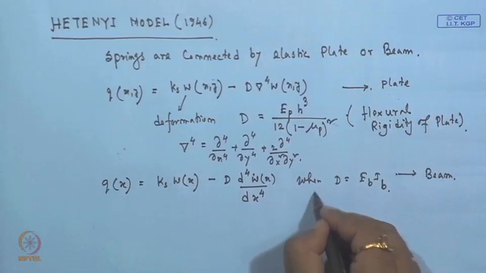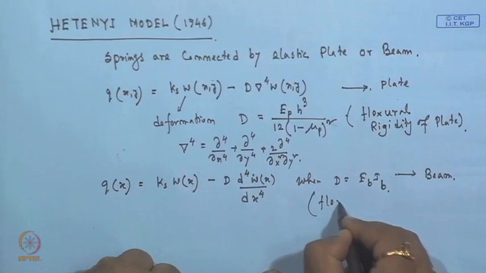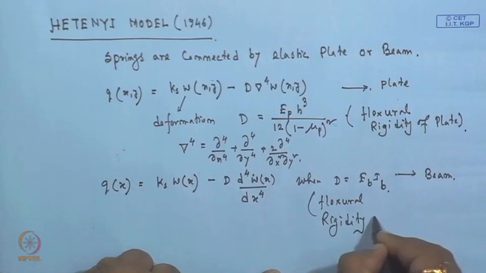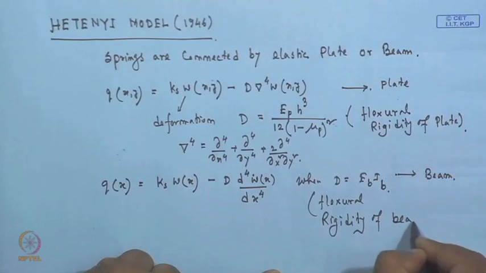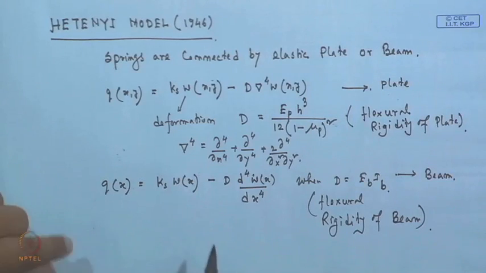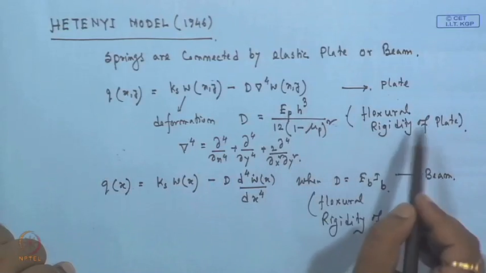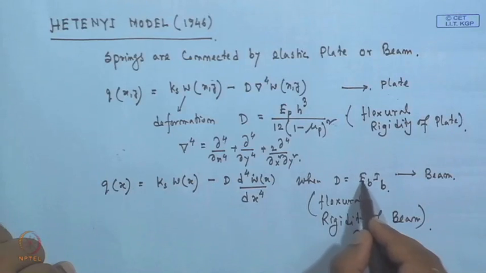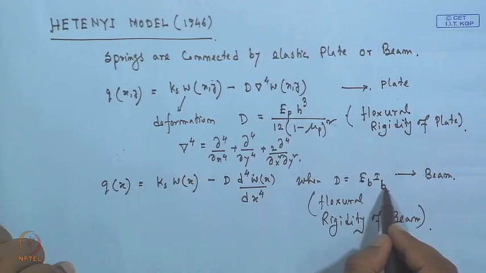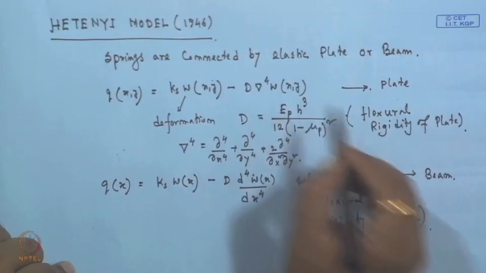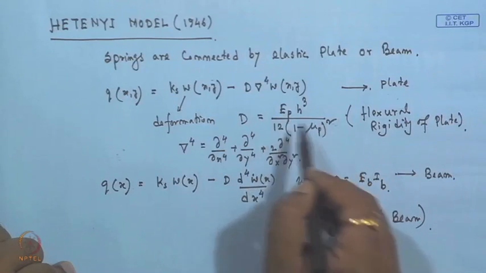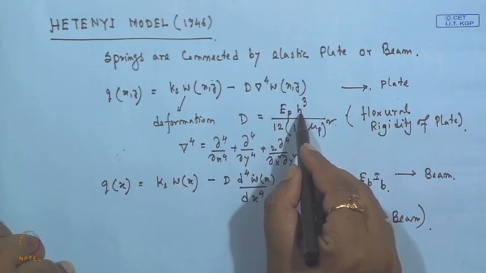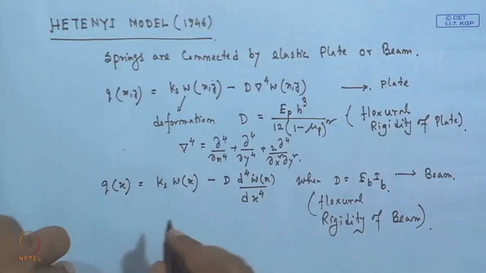And here D is the flexural rigidity of the beam. So here we will get this, D is the flexural rigidity of the plate. Here D is the flexural rigidity of the beam, where D is equal to E b, the elastic modulus of the beam, times the I of the beam. And here also, D is given by E p, the elastic modulus of the plate, and mu, the Poisson ratio of the plate, and h, the thickness of the plate. So here we will get this expression.